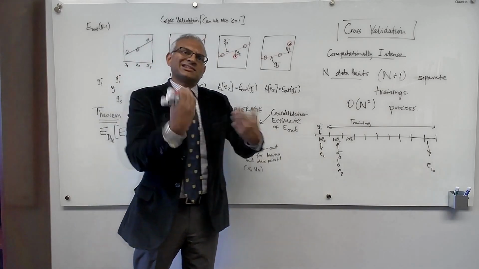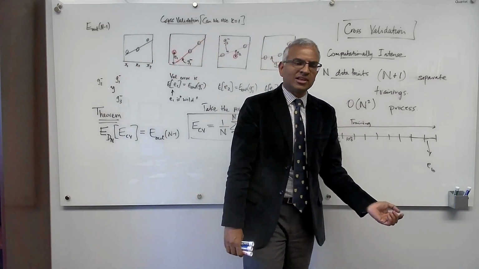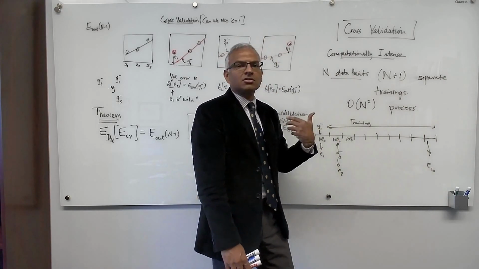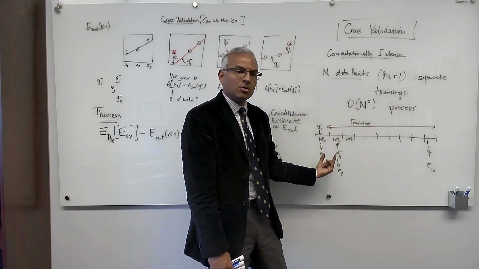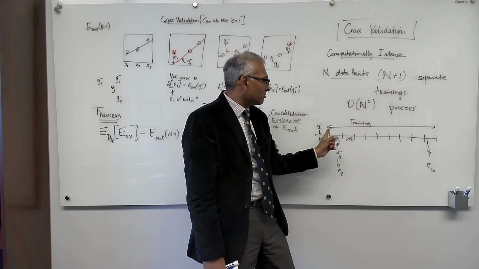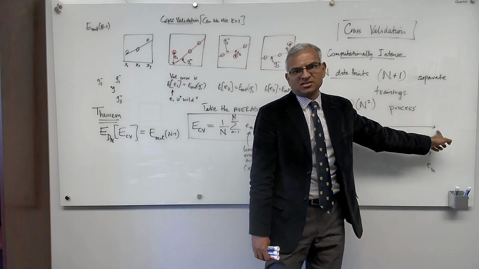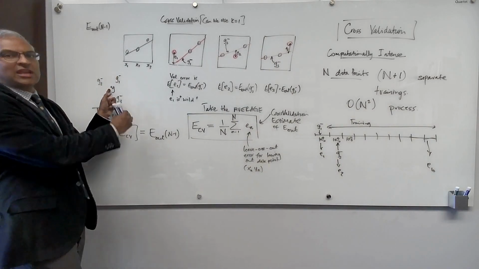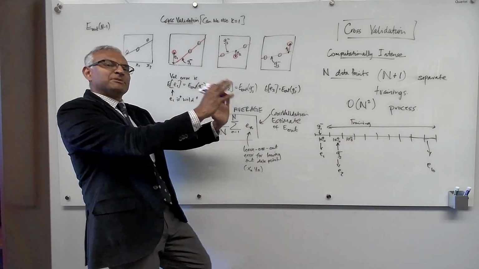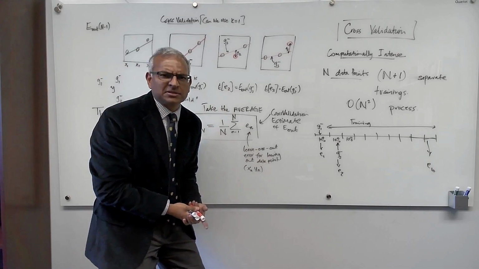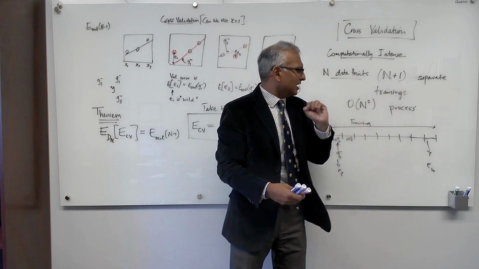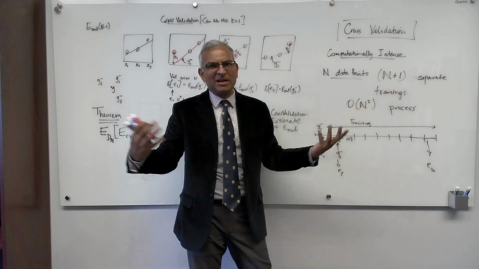So it has a slight advantage over plain old-fashioned validation, which leaves out just 1 set. It's still going to be the case that you're evaluating the out-of-sample performance of a deficient hypothesis. It's not close to G. You're 10% away in some sense, using 10% less data. But that's much more efficient. Instead of n separate trainings, you just do 10 separate trainings, much more manageable.